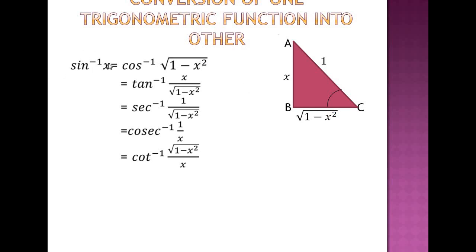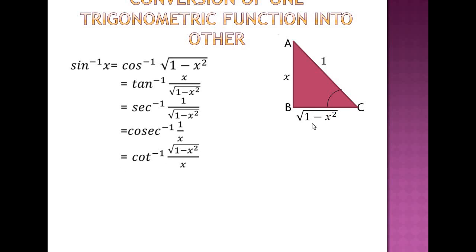How to write sine inverse of x in terms of tan inverse? How to define the tan ratio? It is nothing but the opposite side upon the adjacent side, so x upon under root 1 minus x square. So sine inverse of x is written as tan inverse of x upon under root 1 minus x square. Similarly, you can write that as sec inverse, which is nothing but the inverse of this, and cosec inverse you can apply here, so that becomes 1 by x.